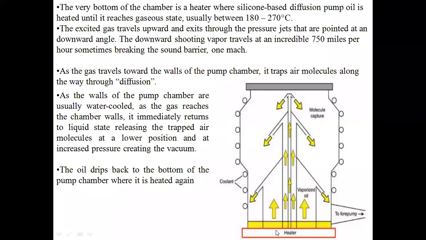Now here, what you can see at the bottom is the oil. As heat is supplied to this oil, the oil vaporizes and moves at a very fast speed throughout the chamber. As this chamber is completely water cooled, when the vapor strikes the inside walls of the chamber, it gets condensed, and whatever air is present in it is condensed and sent out to the backing pump. This is the idea behind diffusion pumps.